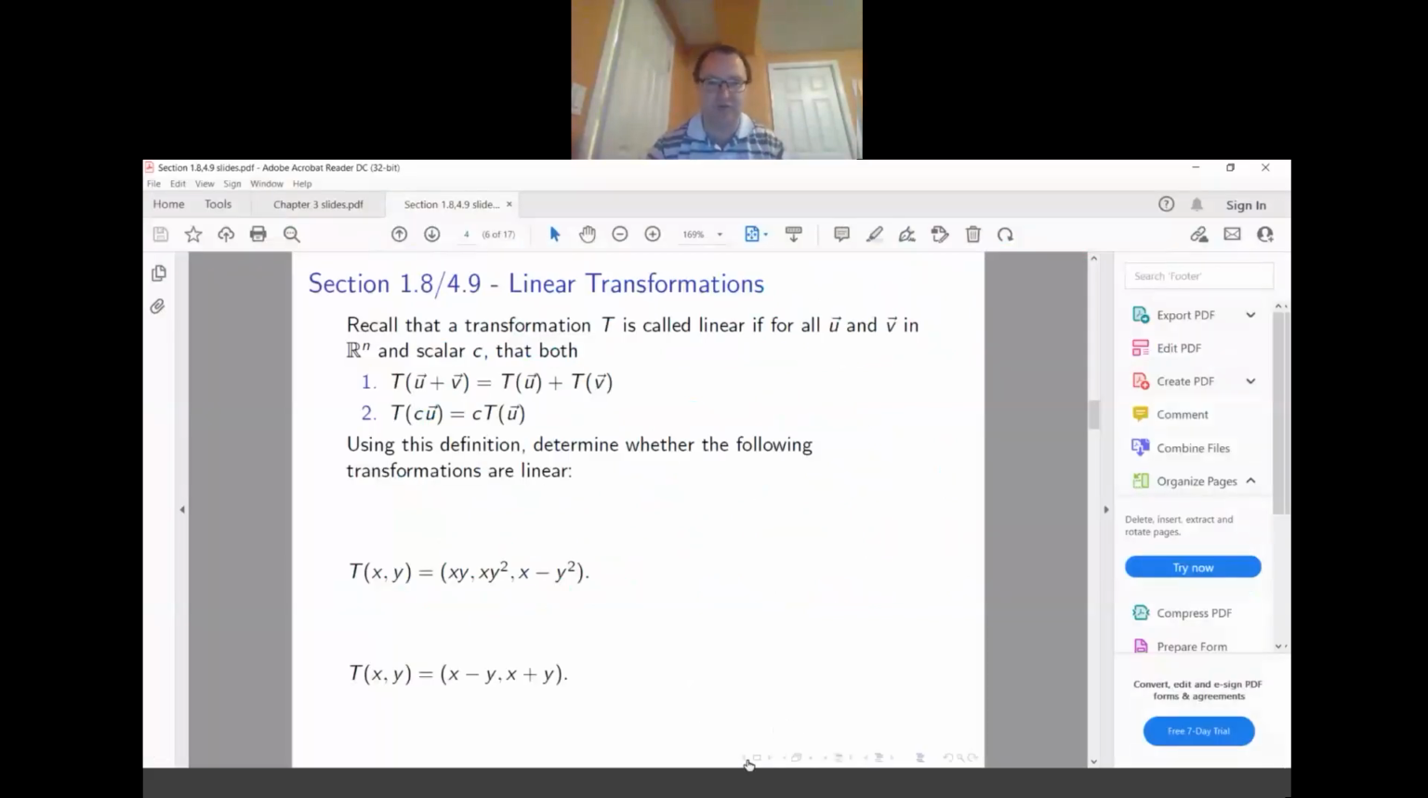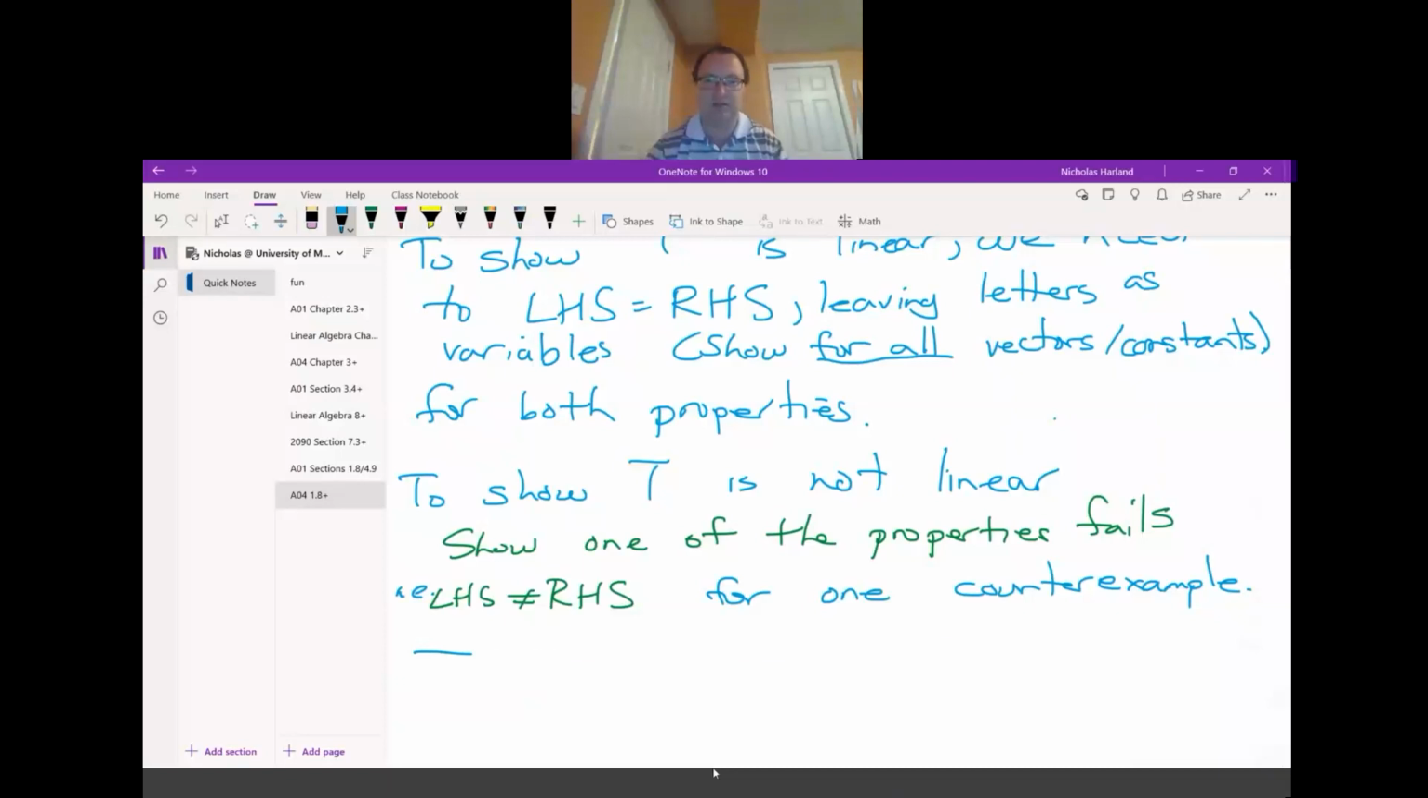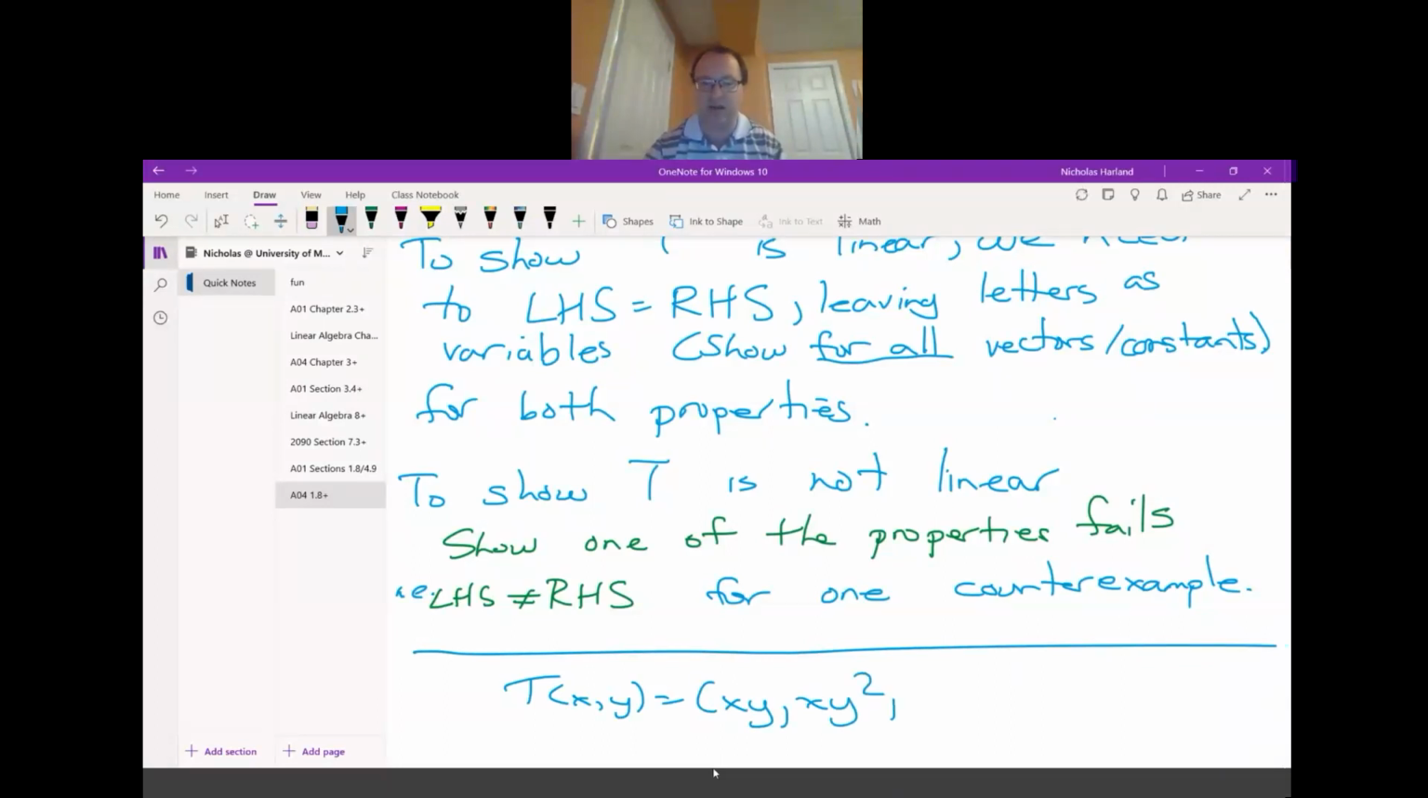All right, so let's start with our first one. T of xy, the one we were talking about before. T of xy equals x times y squared, x minus y squared. Our rules for how to show this are very different depending on what we're trying to show.